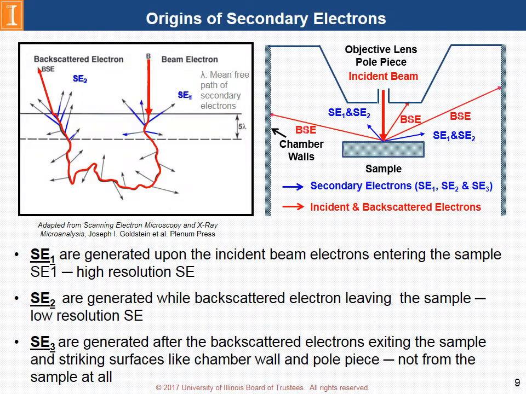So SE3s are generated after the backscattered electrons exit the sample. These backscattered electrons will hit somewhere inside the chamber, such as the pole piece or specimen chamber wall. So SE3, these secondary electrons are not from the sample itself.